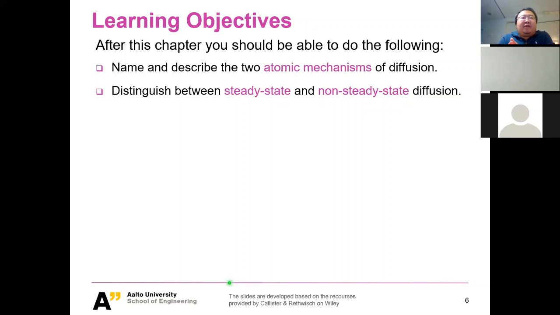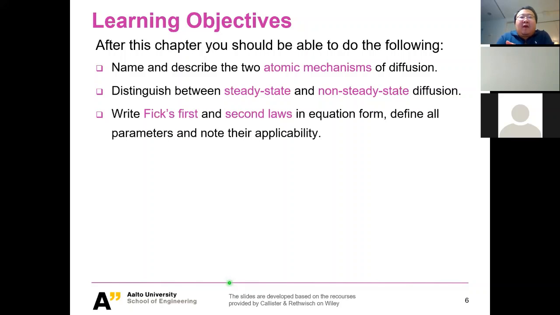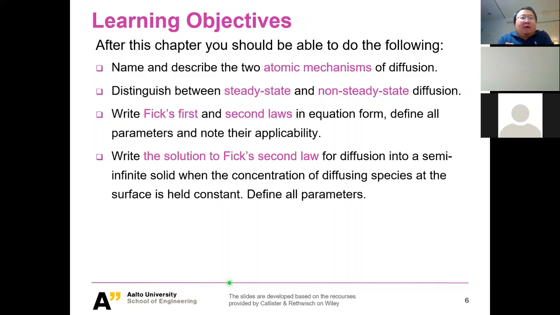And the second objective is to be able to distinguish between steady state and non-steady state diffusion, so 2 types. And the third one is to be able to write Fick's first law and second law in equation form, define the parameters of them and note their applicability. And the last one is to be able to write the solution to Fick's second law. So you will see what I'm really talking about.